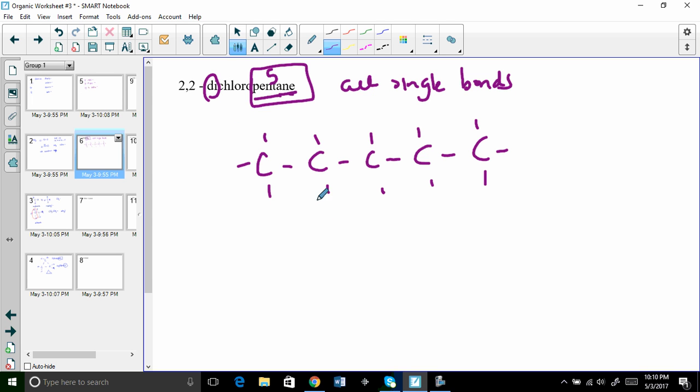2,2-dichloro means we have 2 chlorines on the second carbon, and that's it. These dangling ones are assumed H's. Again, just like worksheet 1, you don't have to put them on, but you can. And so really worksheet 1 and worksheet 3 are pretty similar. It's just that you have these substituents.